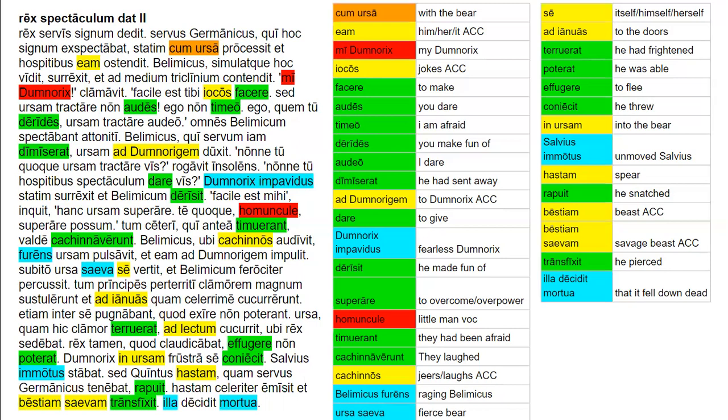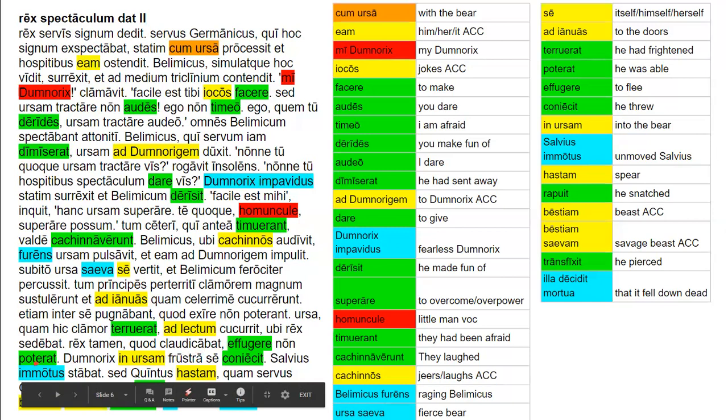So hic is a demonstrative pronoun. So this clamor, this noise, had terrified which bear? Right? That's why it's going to be accusative. So the bear, which this clamor had terrified, rushed to the couch. The couch, ubi rex sedebat, where the king was sitting. Right? Imperfect tense verb. Rex tamen quod claudicabat effugere non poterat.